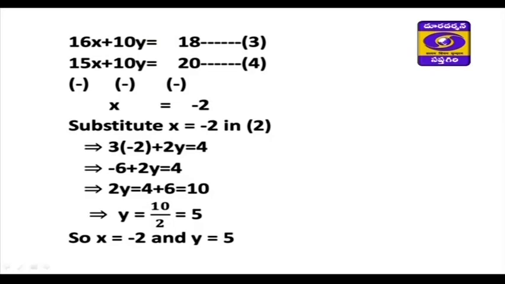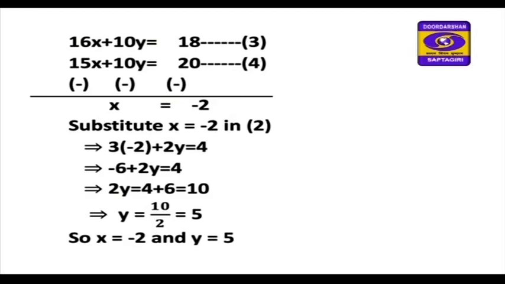If we subtract these two equations, we will get the value of x equal to minus 2, that is 16x minus 15x equal to x, 10y minus 10y equal to 0, and 18 minus 20 equal to minus 2. While subtracting, we will change the signs of the second equation. Then we will get 10y minus 10y is 0 and 16x minus 15x equal to x, 18 minus 20 is minus 2. Then if we want to find out the value of y, here the x equal to minus 2 should be substituted in equation 1 or 2.